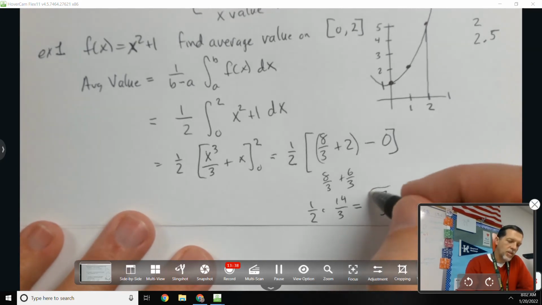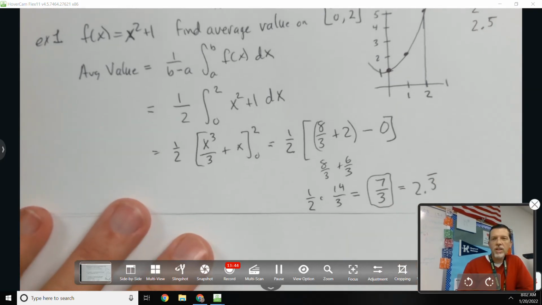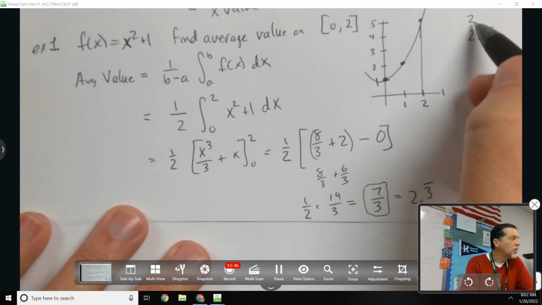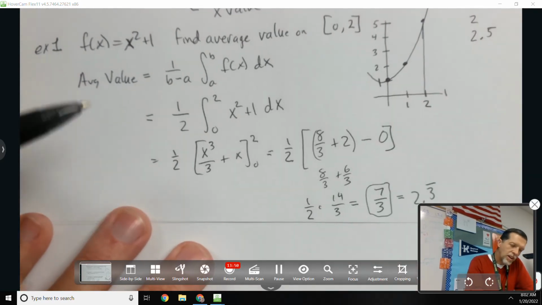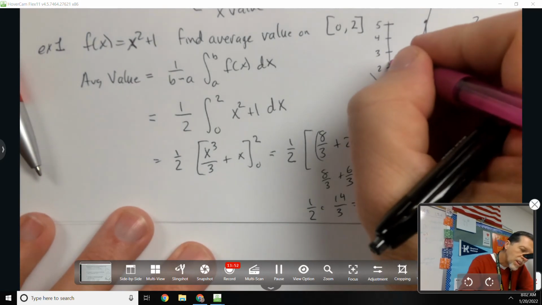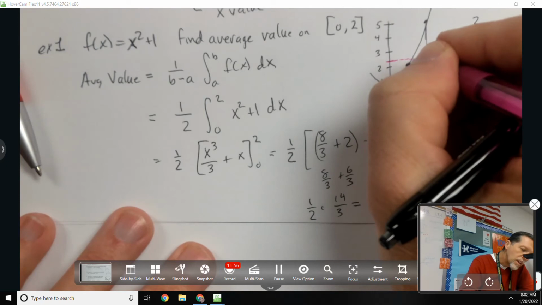And 7/3 as a decimal. I mean, 7/3 is our best answer, but as a decimal, just to see how we did on our guess, it'd be 2 1/3. So you guys were close. 2, 2 1/2, somewhere in there. Turned out to be 2 1/3. So there's our average value.